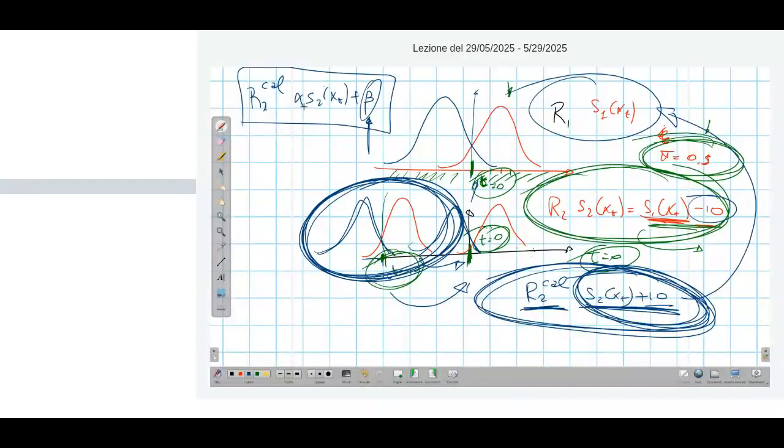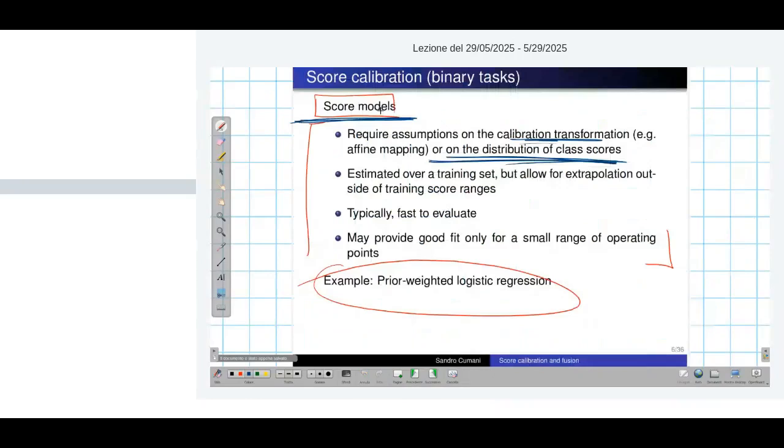We'll say that to calibrate the scores, we need to find a linear transformation of our data. Then we will define the calibration transformation as a linear function, and we will estimate its parameters. Similar to what we did when we said, okay, let's use the validation set to estimate the optimal threshold for a given application, we will need to estimate these models on a training set.